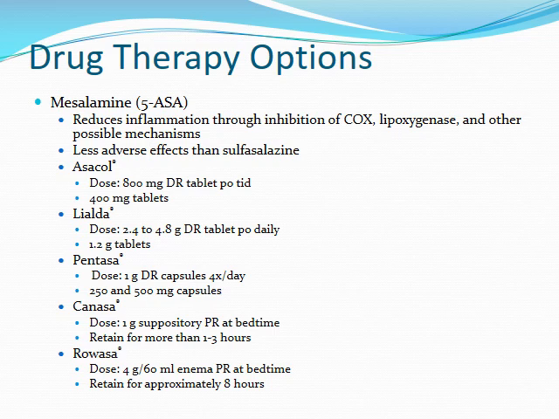Lots of different availabilities here. You have some that are going to be in delayed release tablets. You have some that are going to be in capsules. Some are going to be rectal enemas, like the Rowasa, which is an enema-based product. The Canasa is going to be a suppository. So depending on symptomatology, you can get away with using rectal options, which will only be affecting part of the GI tract, versus using an oral option, which should be affecting all of the GI tract.